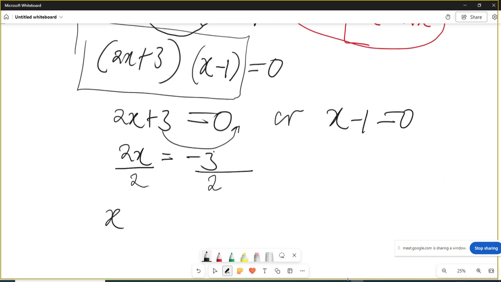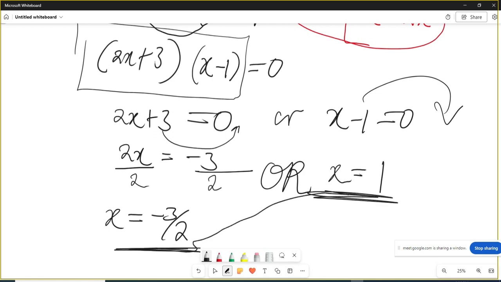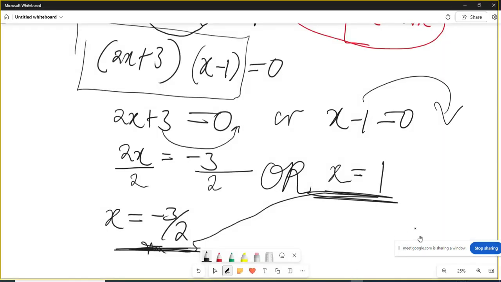So x is equal to negative 3 over 2, or, remember we have this other part, x minus 1 is equal to 0. So we'll bring negative 1 this side. When this negative 1 comes this side, it becomes positive 1. So x is equal to 1, or x is equal to negative 3 over 2. Those are our two answers for the values of x.